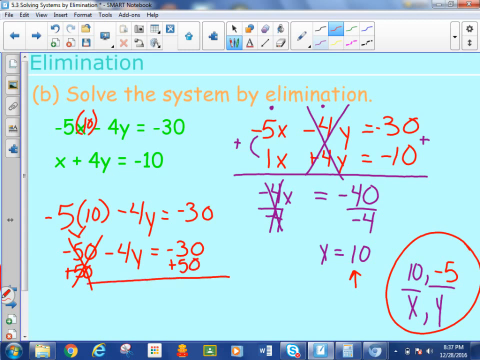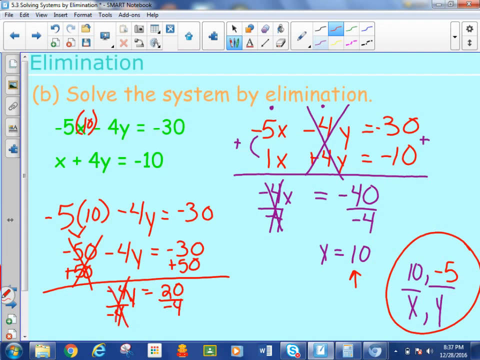So it's taking us back to that chapter 1 review of solving multi-step equations. -4y equals -30 plus 50 gives me a +20. So then we'll divide by -4. Make sure you take that negative with the 4.